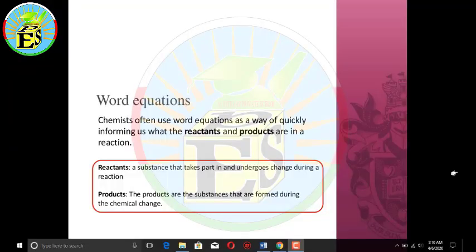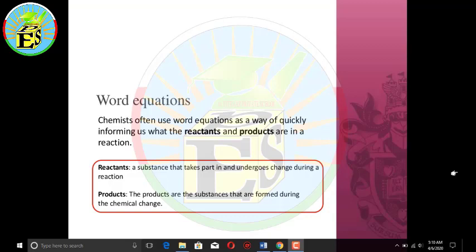Our today's lecture is for grade 8 science, and our topic of today is writing word equations for a chemical reaction. So in this lecture we will learn how to write a word equation for a chemical reaction and which are the ways to write the equation. So first of all, we must know what a word equation actually is.